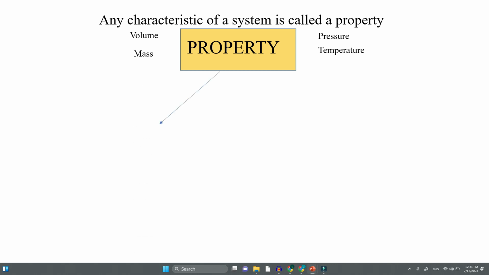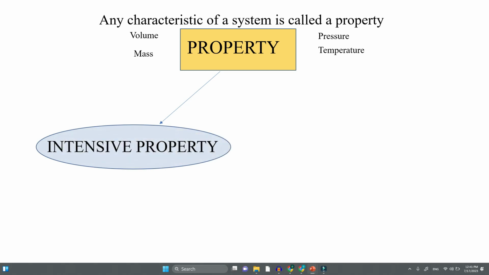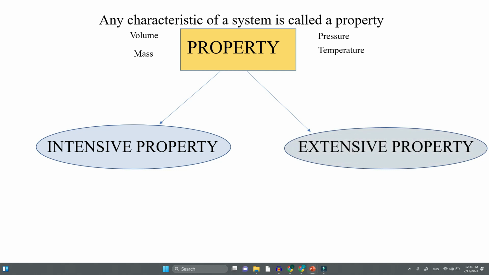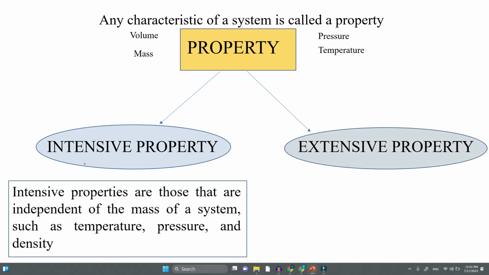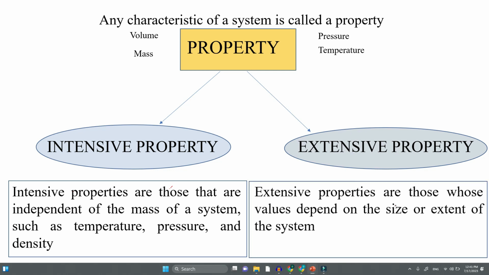These are all properties, and properties can be classified into two, that is intensive property and also extensive property. So intensive properties are those that are independent of the mass of the system, such as temperature, pressure, density, etc. Because these properties, temperature, pressure, density, etc., do not depend upon the mass of the system. Okay, but there are properties which depend upon the mass of the system. Some of the examples are volume, mass, because volume clearly depends upon the mass.